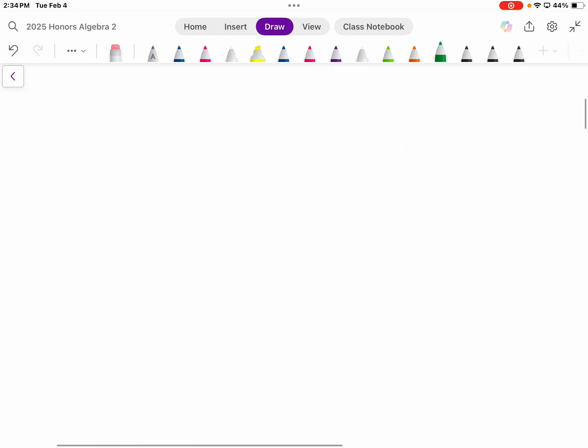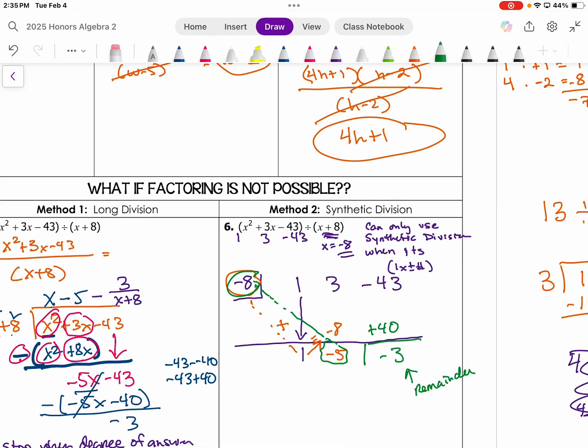Is that the same remainder we got to the left? Yes. Okay? That negative 3 is the same remainder we just got over here by long division. Same problem, that's why. Okay? I like the long division. All right.